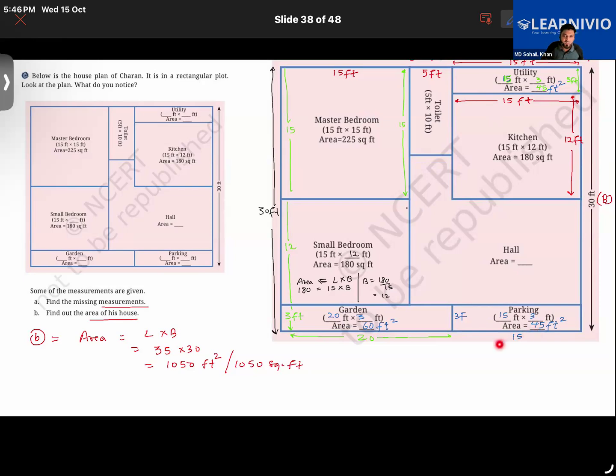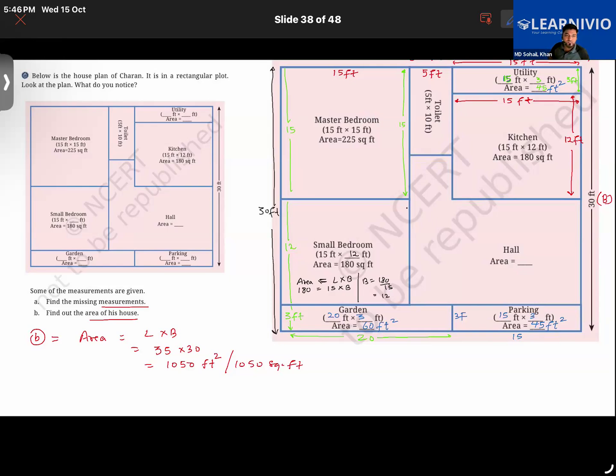All right, now, in order to find the area of the hall, what you can do here is, from the total area of this rectangular plot, you may subtract all these areas which you have already found out. Understanding what I'm trying to say? Okay, so let us do that also.